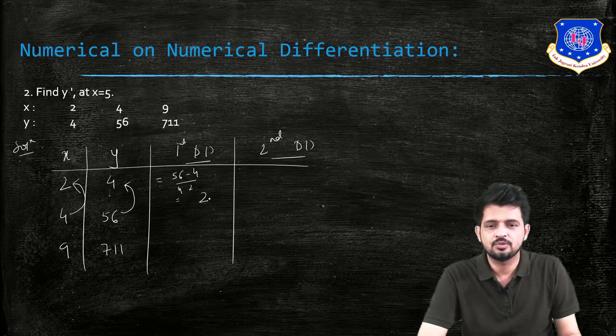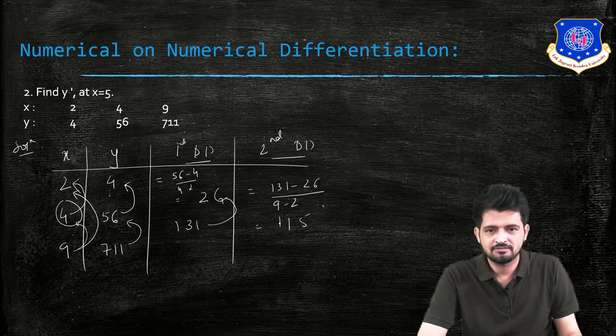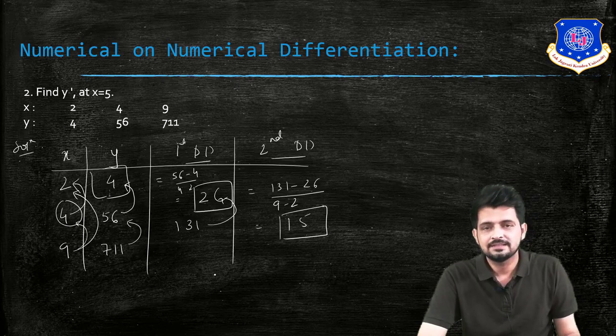Okay, so what will be my value? 26. Similarly, 711 minus 56 upon 9 minus 4, so it can be written as 131. Okay, how can you find the second divided difference? If you remember, in the second divided difference, we have to take the difference in the values of the first differences. So 131 minus 26 will be there, and we have to leave a value of x in between, so 9 minus 2, and 9 minus 2 is 7. So what will be my answer? My answer will be 15. So these are my values that I have to take in Newton's divided difference formula: 4, 26 and 15.